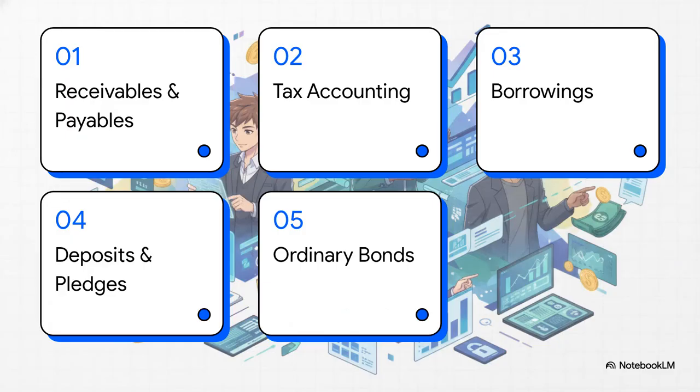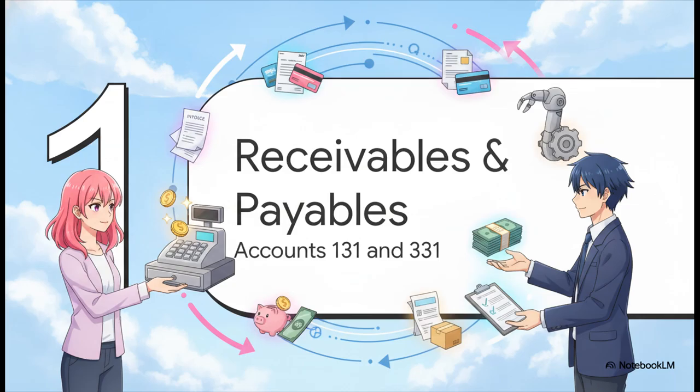Here's our roadmap for today's session. We've got 5 core areas to cover. We'll start with accounts receivable and payable, then move into tax accounting. After that, we'll tackle accounting for borrowings, followed by deposits and pledges, and we'll wrap up the day with the issuance of ordinary bonds. So, let's kick things off with our first major topic, accounts receivable and payable.